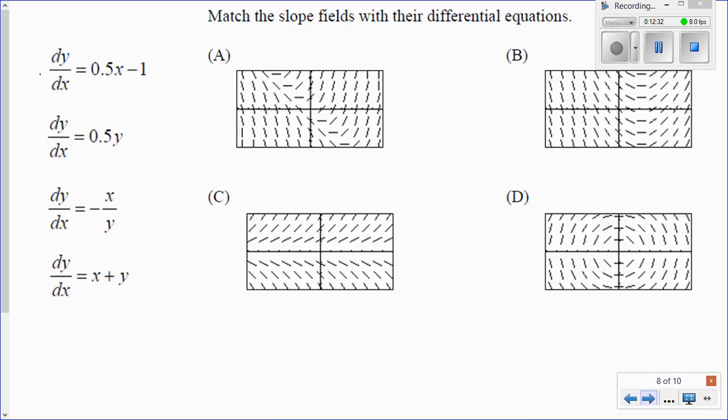Okay. So what I want you to do is just pause the video and try this one. See if you can match these differential equations to its slope field.